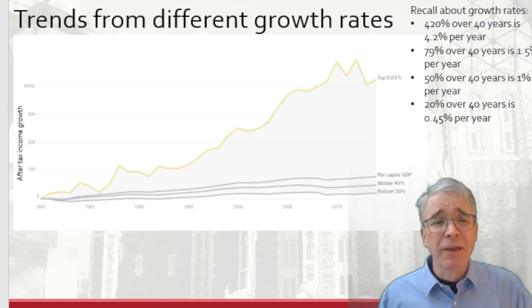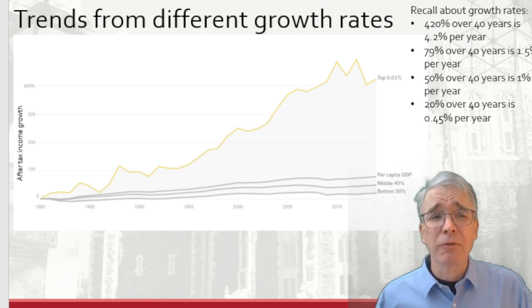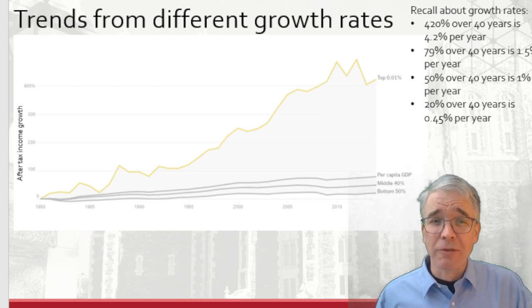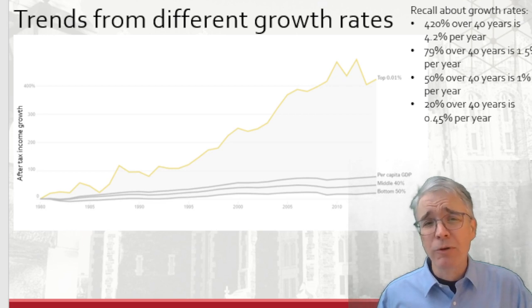This shows after-tax income growth for different groups of people. The top 100th of 1%, the average per capita GDP, the middle 40%, and the bottom 50%. Go back to where we started with this class, growth rates. You can do these calculations. The top 1/100th of 1% had income grow 420% over 40 years. That's 4.2% a year. Not bad.